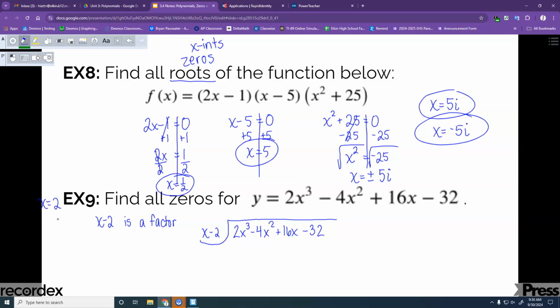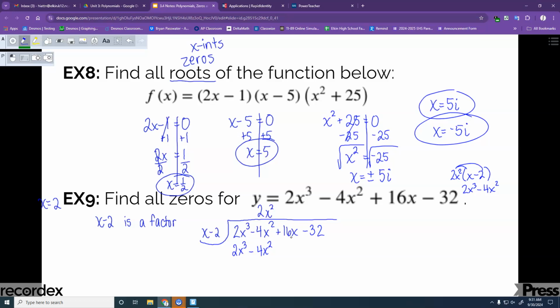All right, so long division. What number times x would give me 2x to the third? I need 2x squared, right? So that means over to the side, I'm going to have to do 2x squared times x minus 2. And that is going to give me 2x to the third minus 4x squared. So that goes here, 2x to the third minus 4x squared.